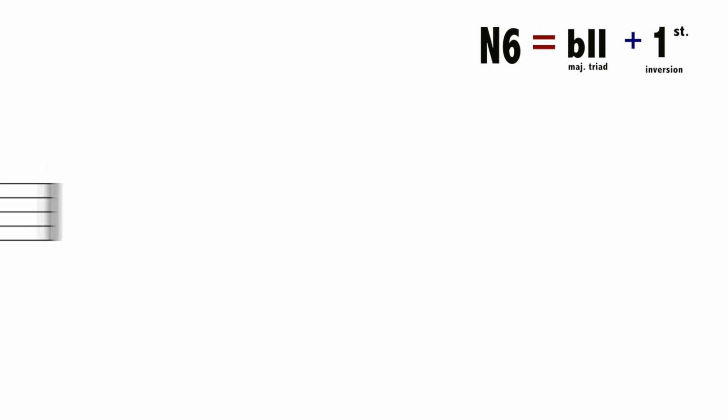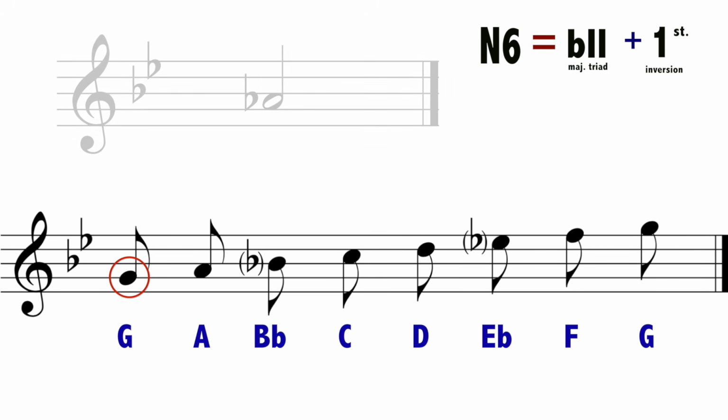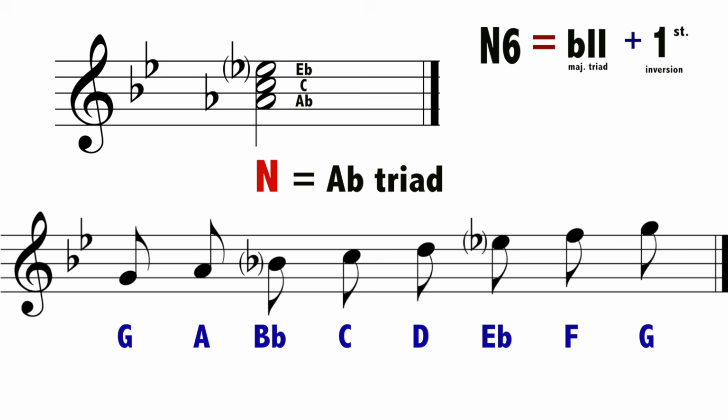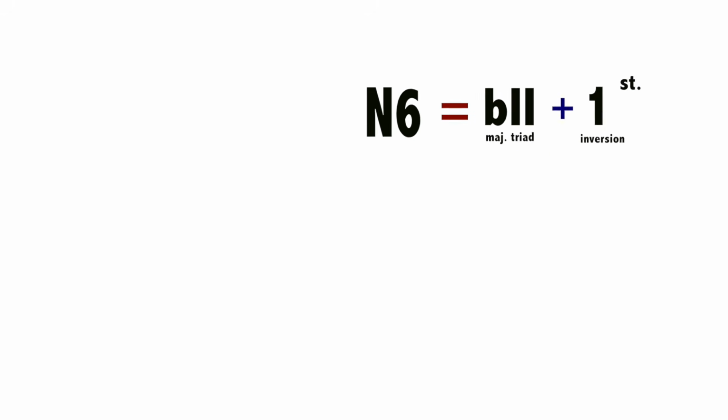Let's take the key of G minor as an example. The flat second degree of the G scale lives a half step above the tonic G, hence is A flat, and the chord an A flat major triad. First inversion means that the third of the chord is in the bass, which in this case is C. This formula is the same for all 12 keys.